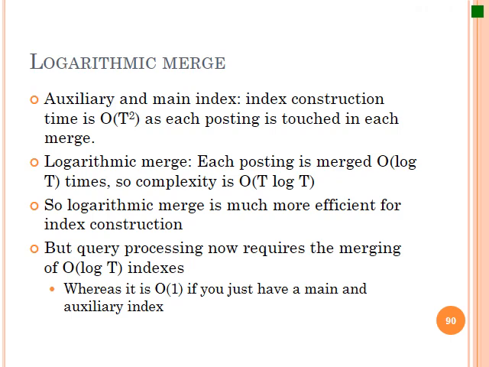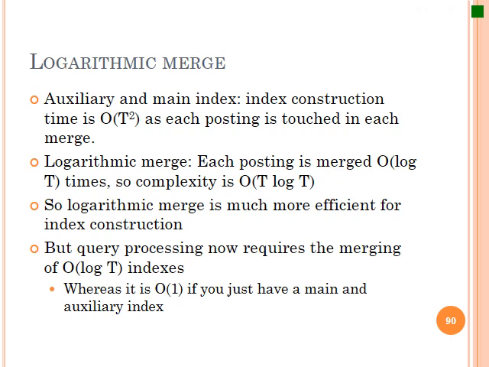If you have a logarithmic merge, then each posting is merged order log T times, so the complexity is T log T. This is smaller than using the main index and auxiliary index. In other words, logarithmic merge is more efficient for index construction. But the downside is that the query time requires merging of log T indices.